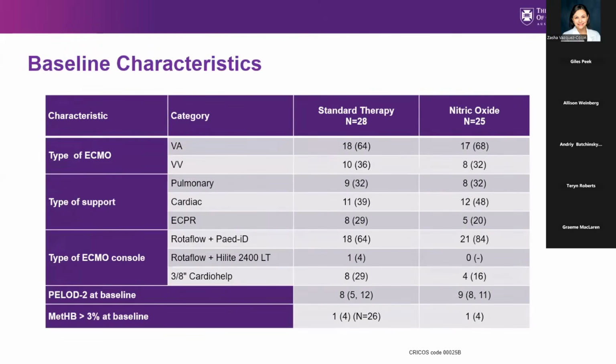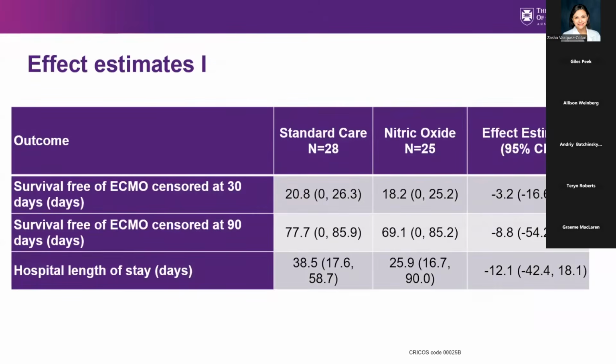When you look at the type of ECMO, type of support, and type of ECMO consults that we used, again, VA was similarly distributed versus VV, and pulmonary cardiac versus ECPR with 53 patients was equally distributed. You can see the type of ECMO consults we had, the PLOD at baseline, and the MET-HB more than 3% at baseline as a safety parameter.